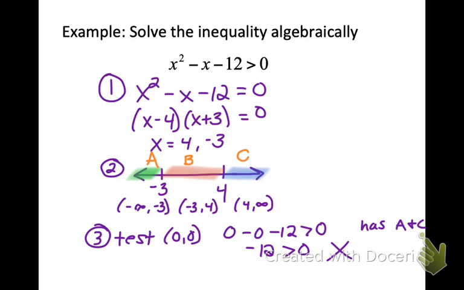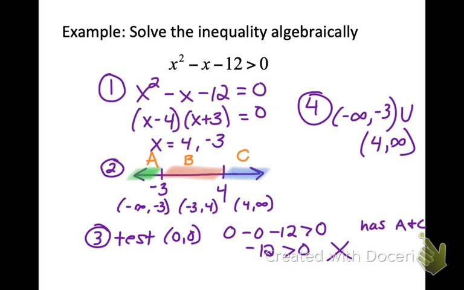So now write it out as your answer. So step 4, write your intervals. So it's going to be the union of negative infinity to negative 3, union 4 to infinity. That should be all on one line. I don't have enough space.